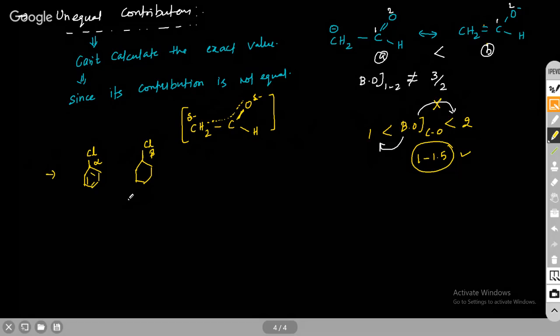Alpha is greater than beta. And why is it so? Answer is correct. Why is alpha greater than beta?